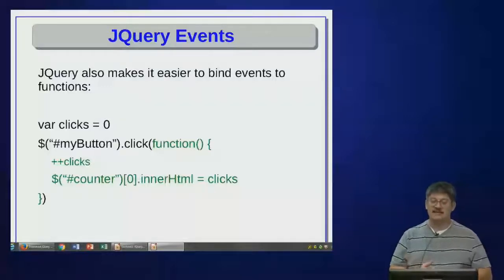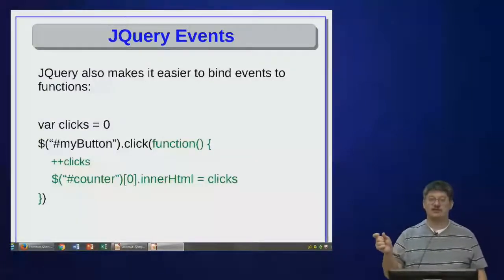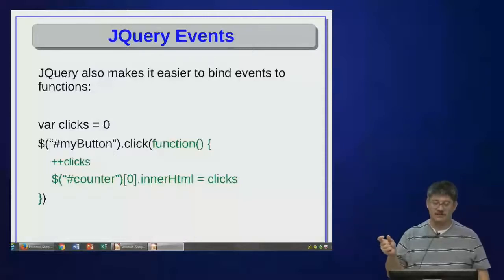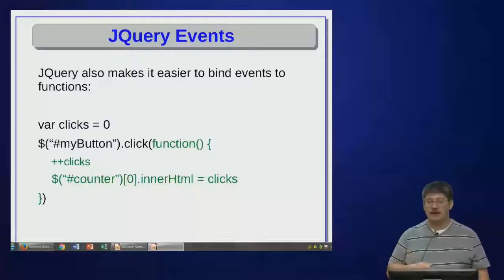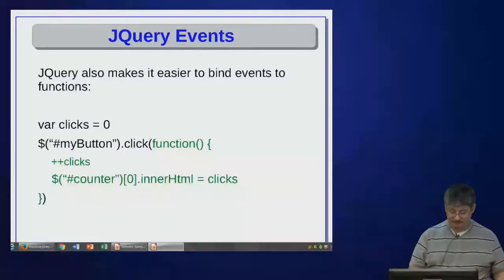And then the second thing I did is I used jQuery to find the paragraph with ID set to counter. The sub-0 is a way to get the first element that matched the selector. And I'm changing its inner HTML to be clicks. Probably a better way to do this would have been to have used .prepend or .append. Then I wouldn't have needed the sub-0, and I wouldn't have needed the inner HTML.